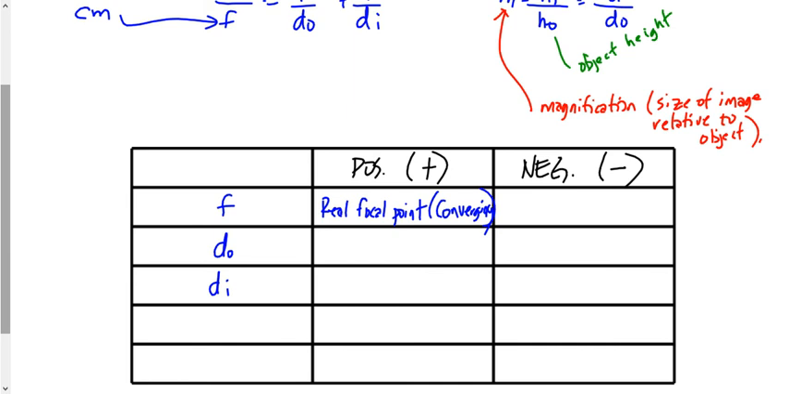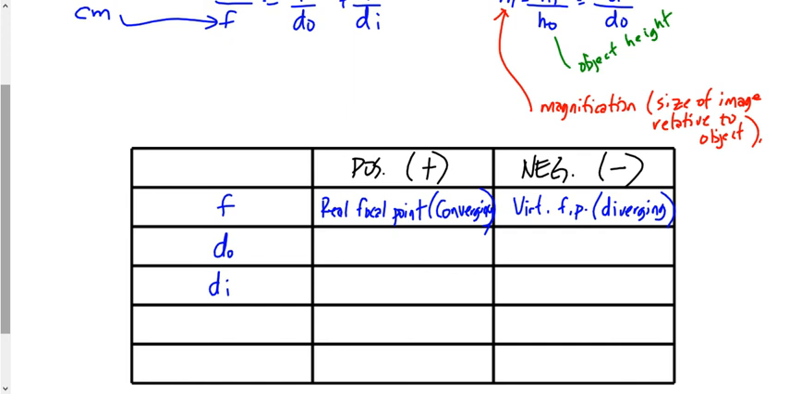It's going to be negative when we have a virtual focal point, and that's going to be when we have a diverging lens. So keep that straight. Every time your lens is converging, make F positive. Every time it's diverging, make F negative. Sometimes you'll be given a number for the focal length in a question. It'll just be given to you as a positive value. But if it's a diverging lens, you got to make sure that you make a negative value.